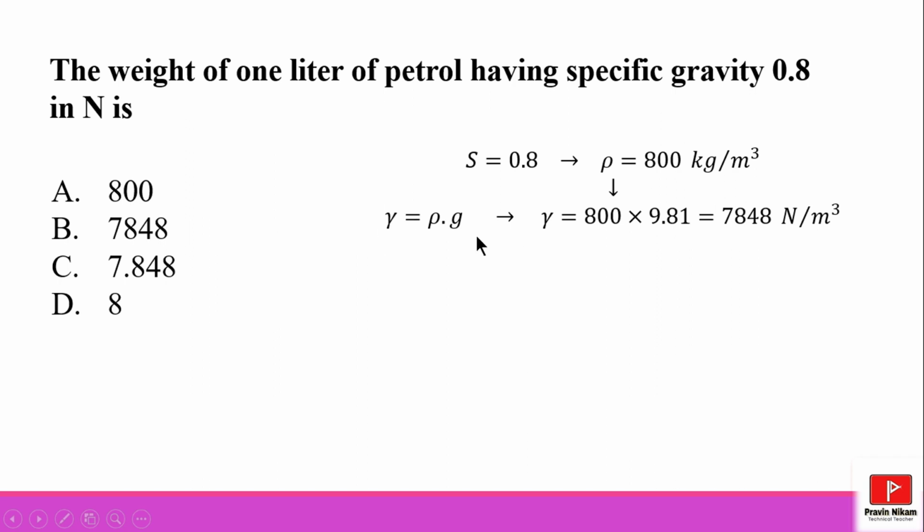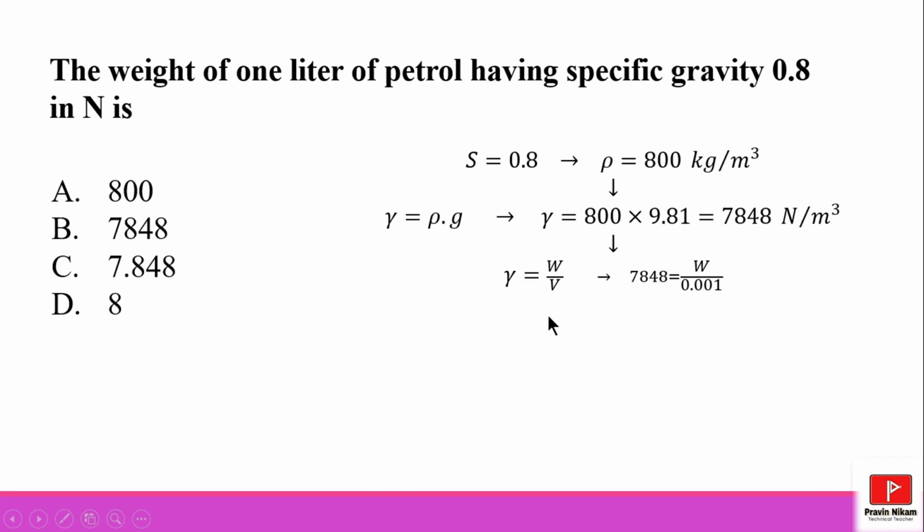Okay, now we have to calculate weight of petrol. Weight of 1 liter petrol. So 1 liter means volume is given. So volume is equal to 1 liter, V is equal to 1 liter. So 1 liter means 0.001 meter cube. We know how to convert liter into meter cube. So 1 liter is equal to 10 raised to minus 3 or 0.001 meter cube. So here 1 liter is there, so 0.001 meter cube is volume.